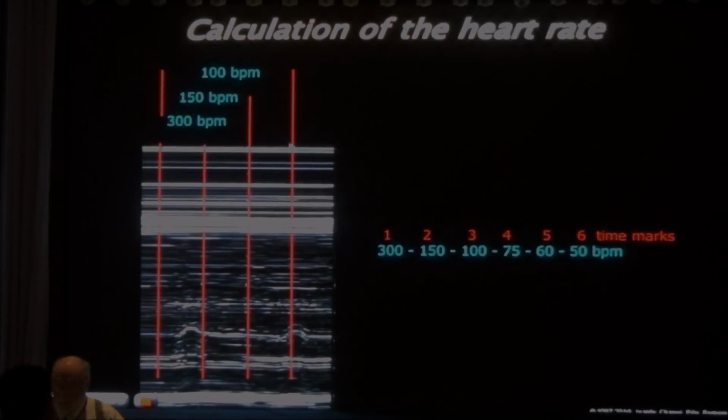If the beat occurred every 2 tick marks, it'd be 150 beats per minute. If it occurred every 3 tick marks, it'd be 100 beats per minute. And I'm sure that when you were in internship, you remember the EKG rule of the lines: 300, 150, 100, 75, 60, 50 beats per minute. This is a little song that everyone has in their mind at some point. So this baby here is about 110 beats per minute, so just at the limit of bradycardia.